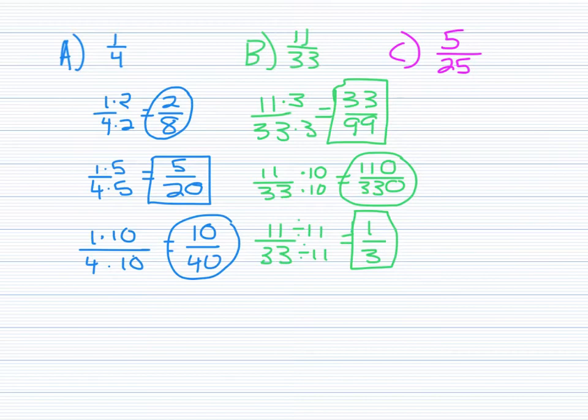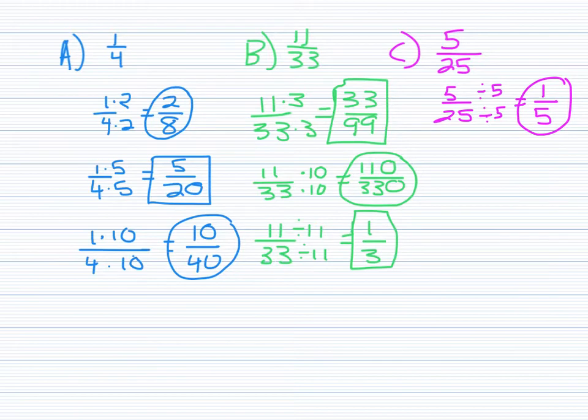And our final example, example C, we got 5/25. Now I notice right away that I have a common factor here, and it's 5 because both of these numbers end in a 5. So I'm going to divide both of these by 5. And 5 divided by 5 is 1. 25 divided by 5 is 5.